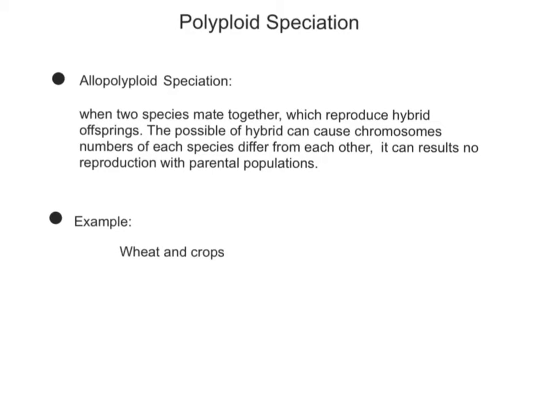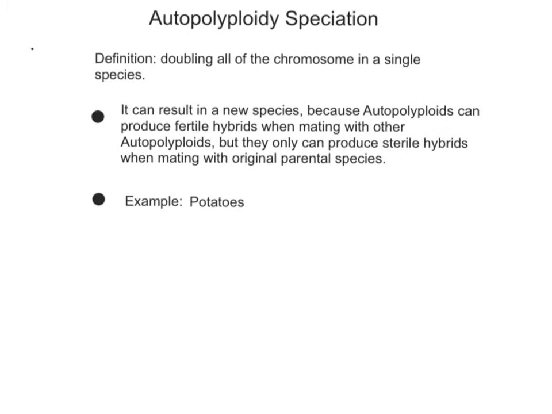For example, wheat pollen can escape from farmland and form sympatric hybrids with local wild plants in the same genus, which makes it an example of allopolyploid speciation. The second type of speciation is autopolyploidy. The definition of it is doubling all of the chromosomes in a single species, which can result in a new species because autopolyploids can produce fertile offspring when mating with other autopolyploids, but they can only produce sterile hybrids when mating with the original parental species. For example, potatoes. Because potatoes are asexual plants, they can reproduce by themselves using part of their parental plant.